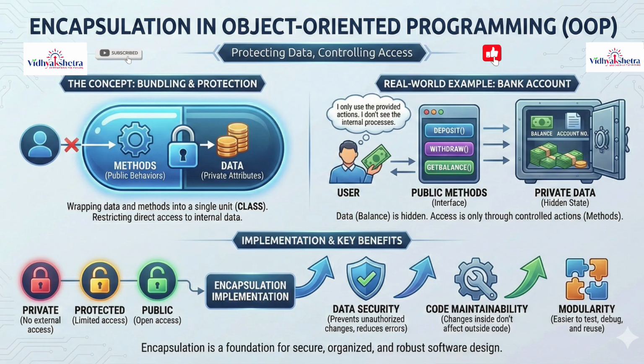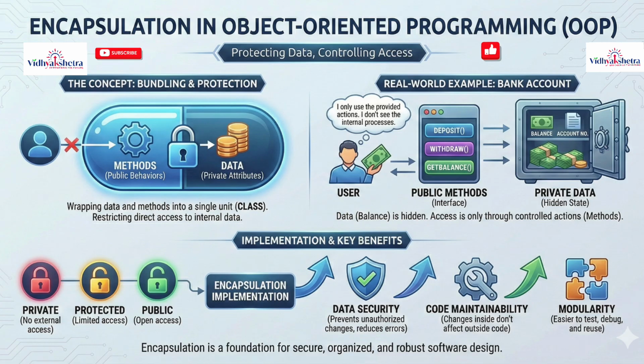Why encapsulation is needed in real-world software development? Data is very valuable and sensitive. If data is openly accessible, it can be changed incorrectly, leading to errors and system failures. Encapsulation solves this problem by controlling access to data. It allows developers to decide which data should be visible and which should be hidden. By hiding internal details and exposing only necessary operations, encapsulation reduces complexity, improves code readability, and makes software easier to maintain and update.